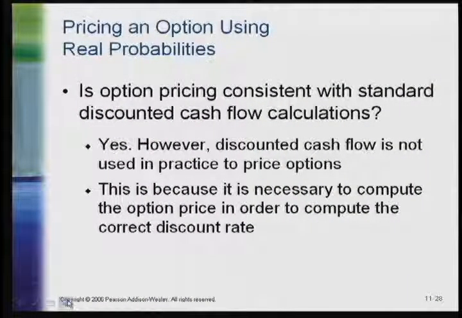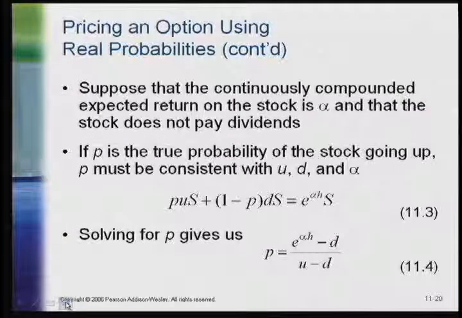So the question we start with is: is option pricing consistent with standard discounted cash flow calculations, where we reflect the actual probabilities of outcomes and the actual risky return that the market demands? So let's imagine that we know that our stock has a continuously compounded expected return of alpha. So alpha might be 10, 15, could be some percent.